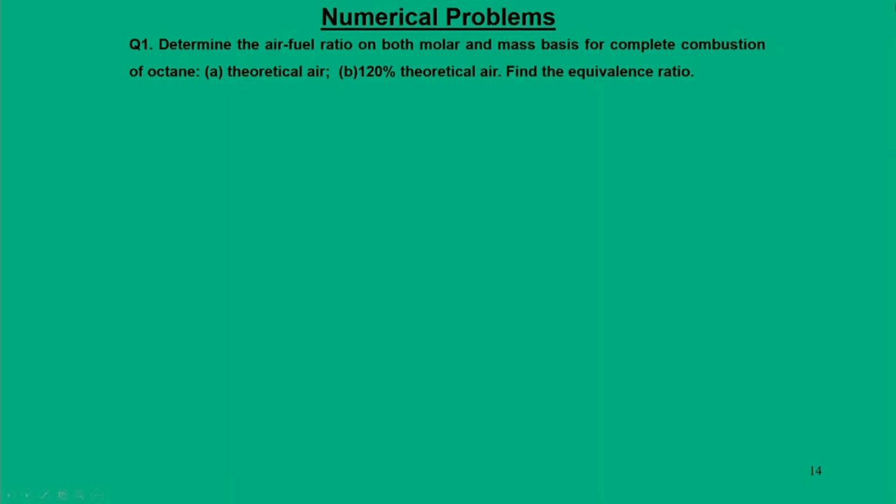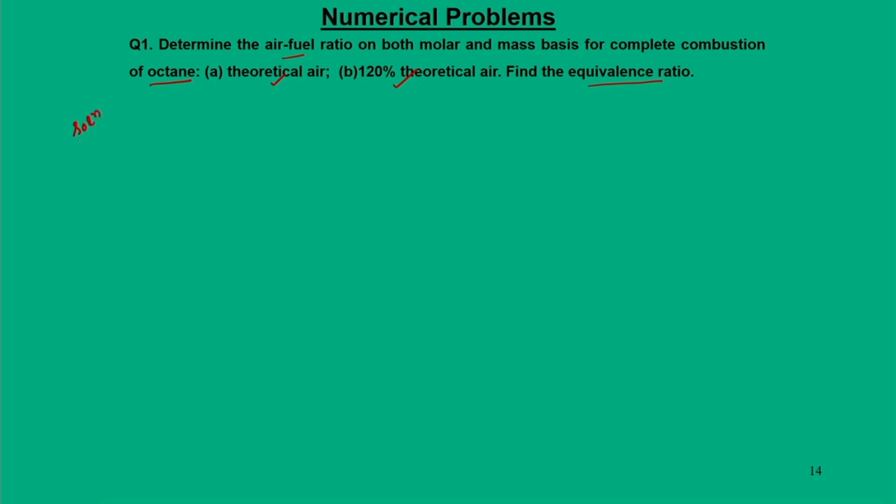Okay, with this we have come to the end of the contents of the lectures. Now, based on the lecture contents we have covered, we will try to solve some numerical problems. The first problem is based on air fuel ratio or fuel air ratio calculation on molar and mass basis for a complete combustion process. Here we have used octane as the fuel. We have to calculate the air fuel ratio for the theoretical air situation and the excess air situation, and when using excess air, we have to find the equivalence ratio.